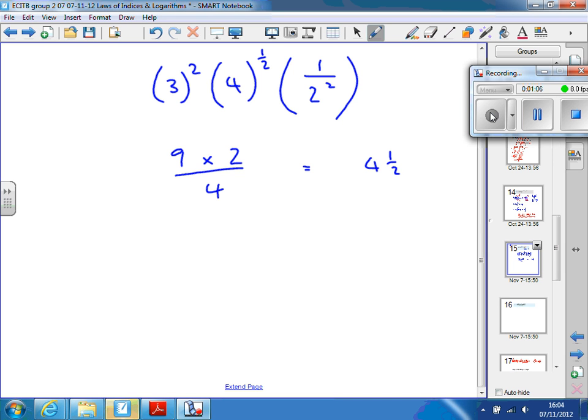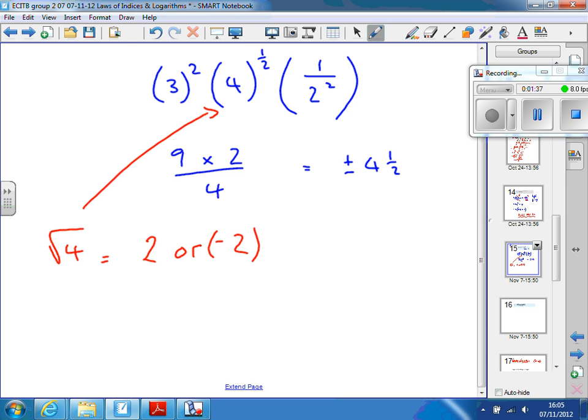The question is, though, why plus minus? And the reason is because when I square root a number, that's this bit here, then the answer can be positive or negative. Let's just think about that for a minute. The square root of 4, which is this bit, is 2 or minus 2. Because if I square minus 2, I get 4 as well. So whenever I square root a number, the answer could be positive or negative.